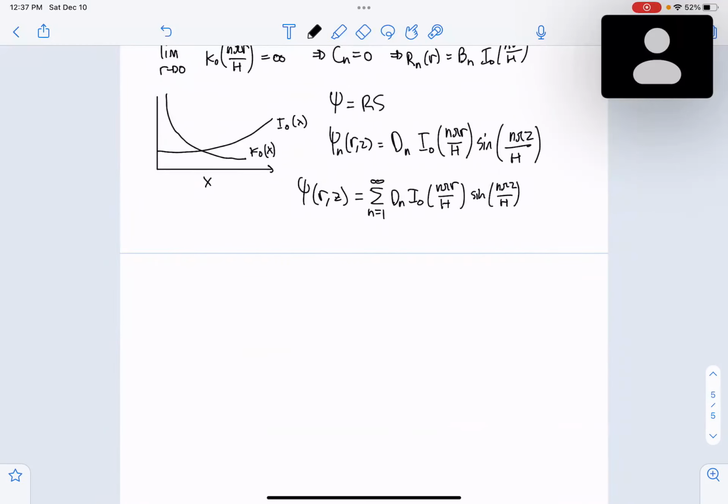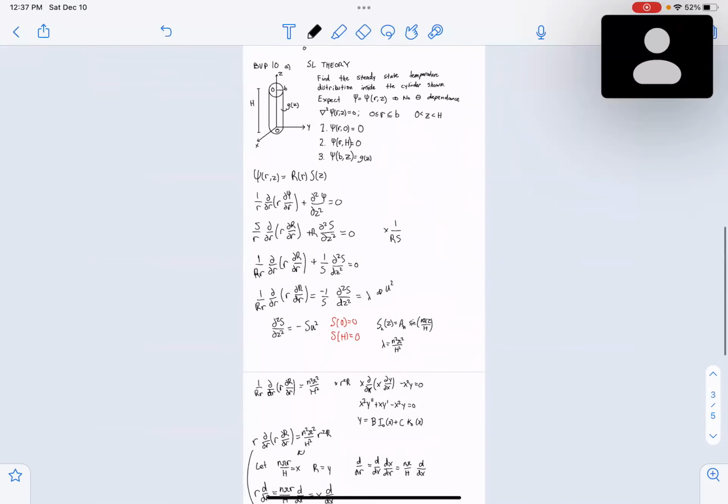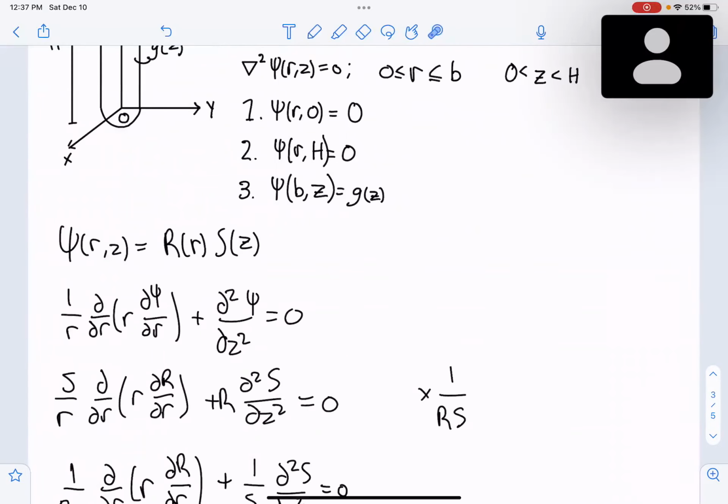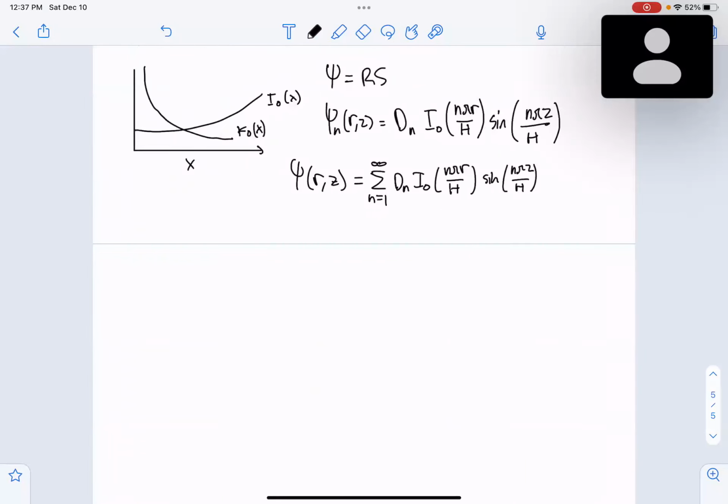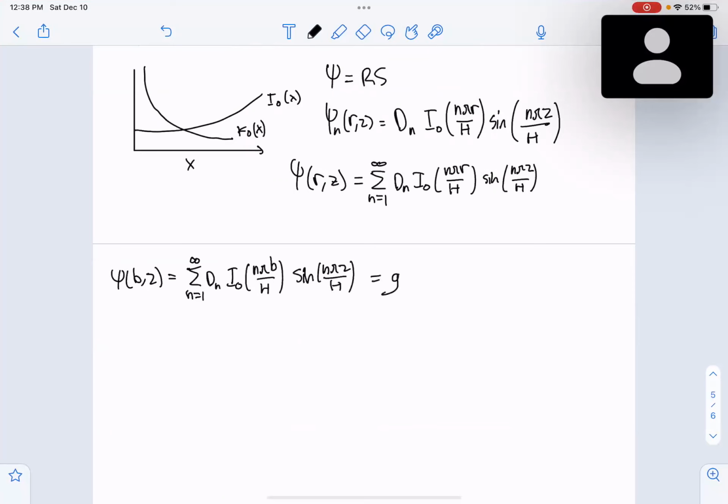So what we can do now is apply our initial condition. We have phi of bz is equal to g of z. So at the outer radius of the cylinder, we have the temperature distribution given. So phi of bz is equal to summation n equals 1 to infinity of Dn I naught n pi b over h sine of n pi z over h. That is just equal to g of z.